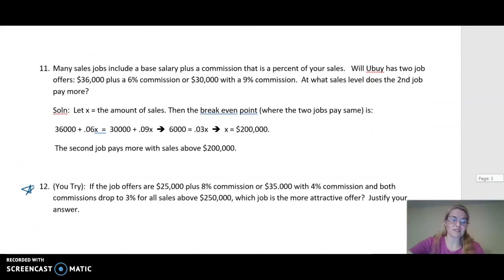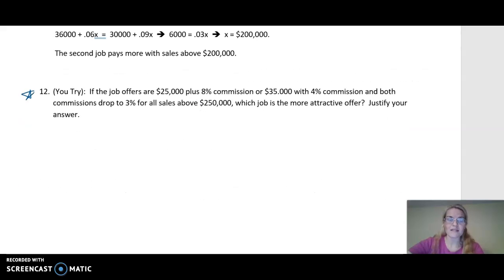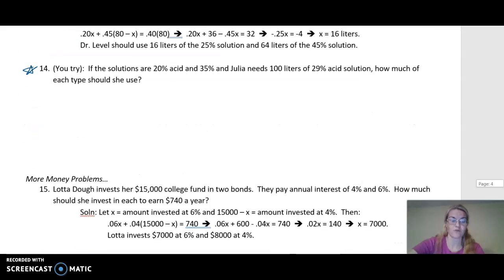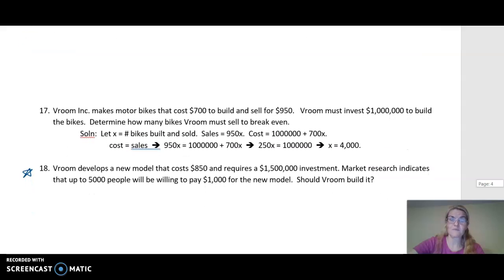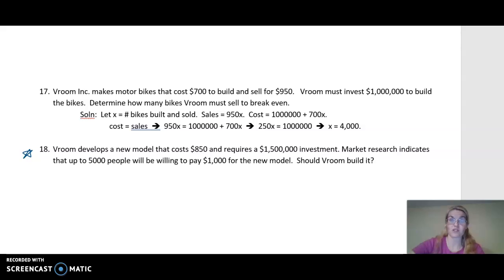For instance, number 12 is kind of a sneaky one. Work on it. Do the best you can. If you're not sure what the answer is, if you're not sure which job is actually the more attractive offer, then unpause after you finish the rest. Skip 12, go on to read through 13, try 14. Read through 15, try 16. Read through 17, try 18. After you've attempted all of these, then please come back and finish watching this video.